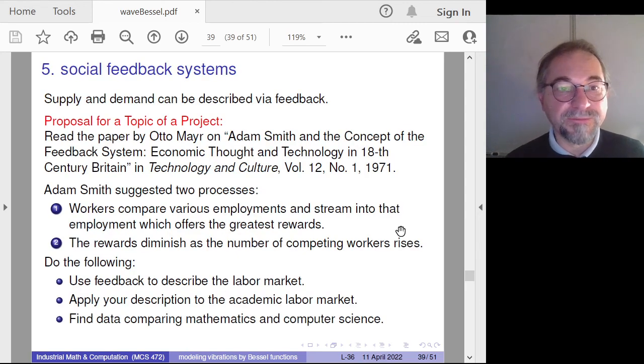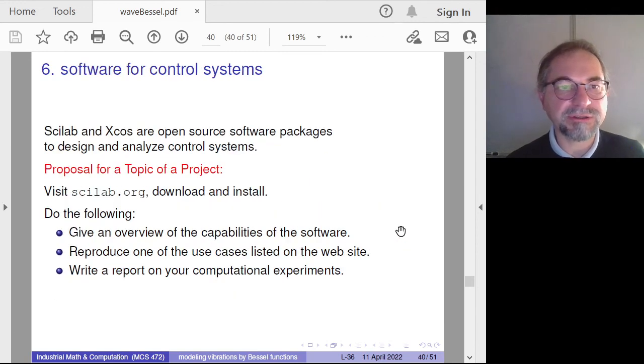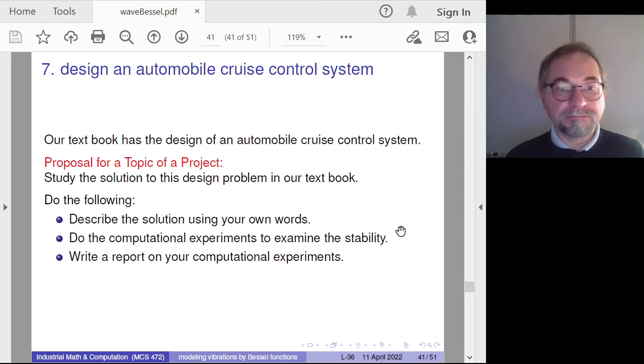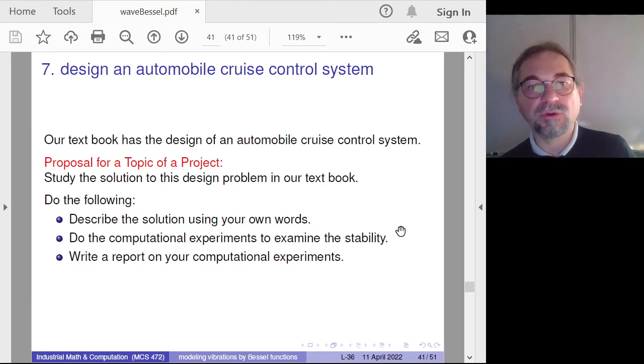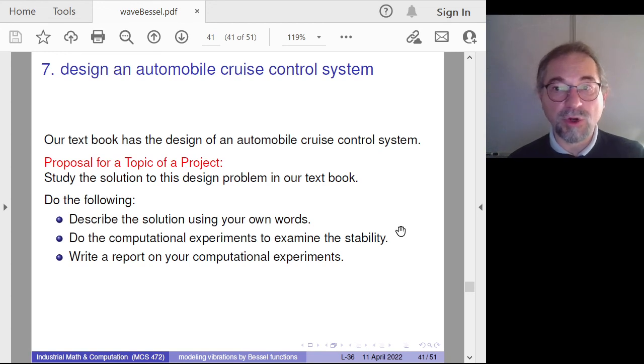All right, then frequency domain methods are very frequently applied in engineering. One could say that this is engineering mathematics, but one can also explain social dynamics, the labor market, with feedback. So this is what this project does. Software: we are doing free and open software, symbolically and numerically, typically via Julia and the Jupyter Notebook, but there are also other open source software packages available. Scilab is one of them. You might find in the documentation of Scilab this design of an automobile cruise control system, but this problem is worked out in our textbook.